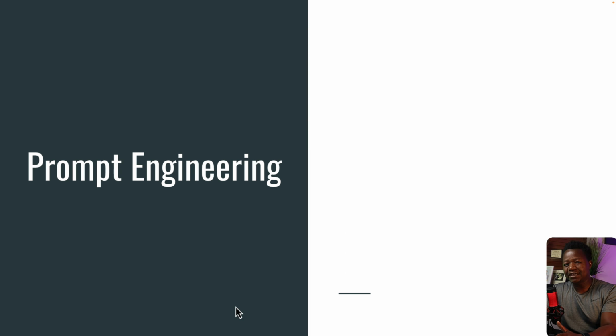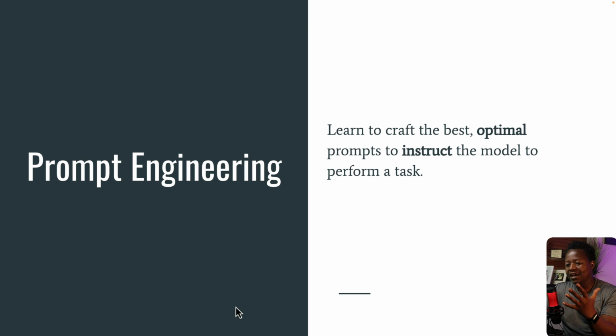Now let's talk about prompt engineering. Prompt engineering, what is it? What does that all mean? Well, when we talk about prompt engineering, we're talking about a way in which we can extract, or we can have ChatGPT give us the most optimal result possible. So essentially it is the science, per se, of learning how to craft the best optimal prompts to instruct the model, in this case ChatGPT, to perform a certain task.